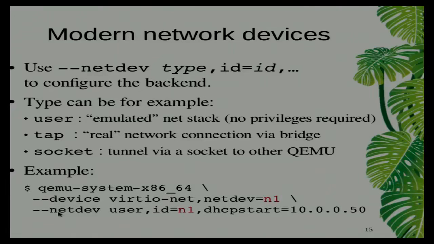The example looks somewhat similar to the character devices here. So I specified a host backend, in this case a user network with an ID n1. And since the user backend is a fully emulated network, QEMU also provides an emulated DHCP server here. And you can, for example, configure the DHCP server with a parameter like dhcpstart and then the starting address of the IP addresses that should be assigned to the guest.